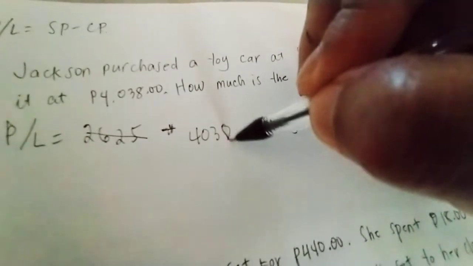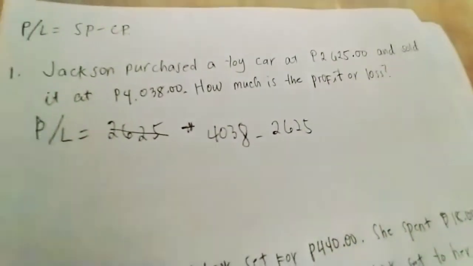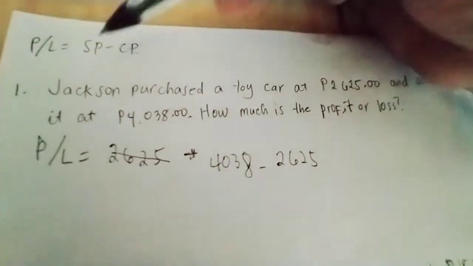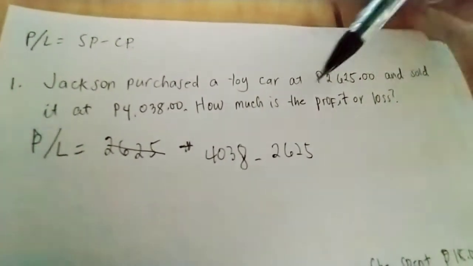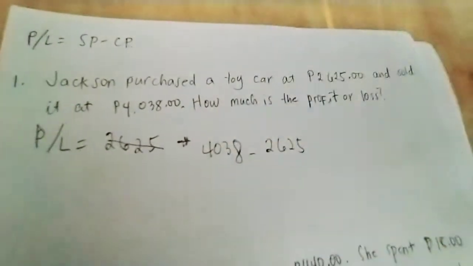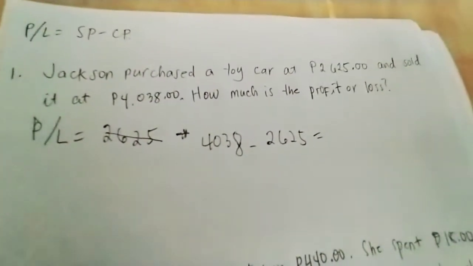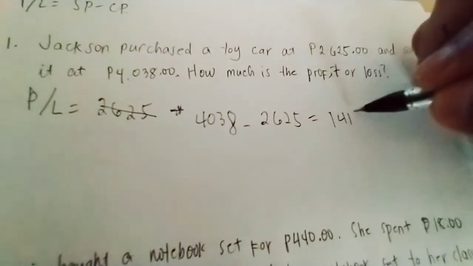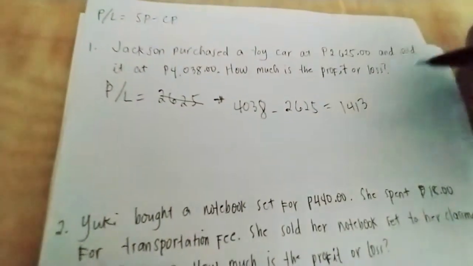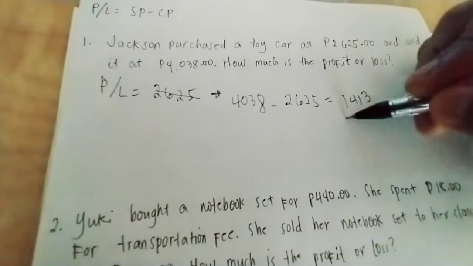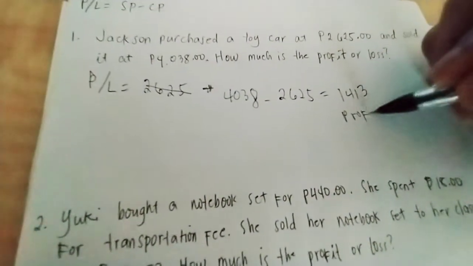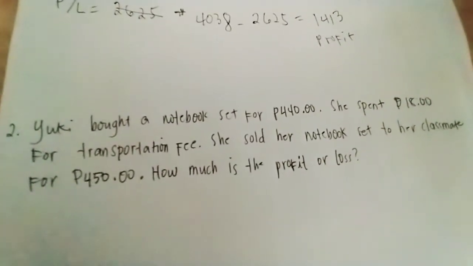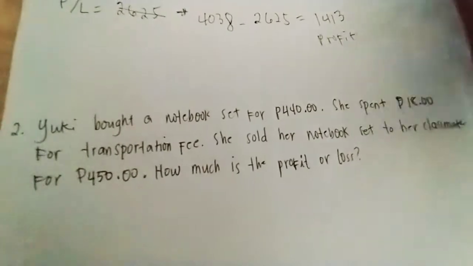Hindi ito katulad ng ratio and proportion, no? Na kapag kung ano yung naunang binanggit yung susulat. Pero dito, selling price minus cost price. Hindi porket nauna yun, nauna siyang susulat dito. And that is equivalent to, subtract natin, that is 1,413. So, dahil positive yan ay profit. Profit.